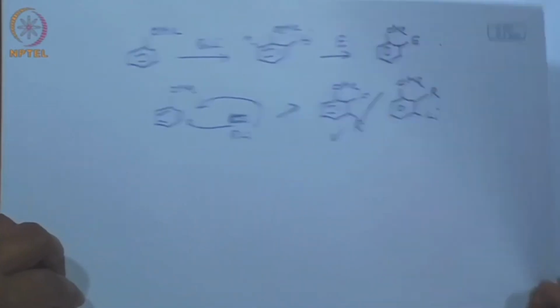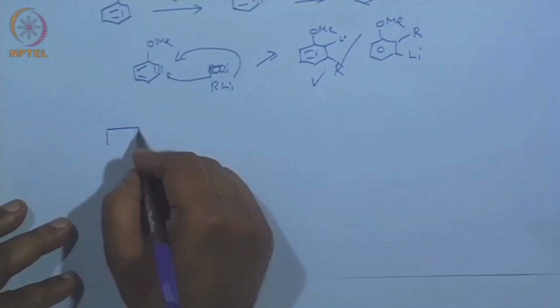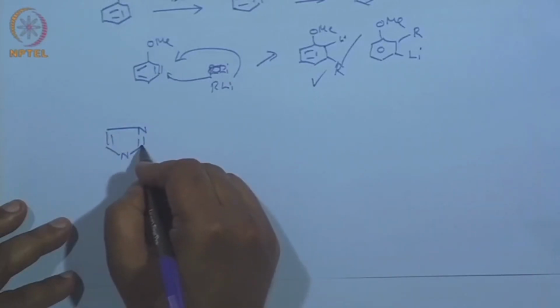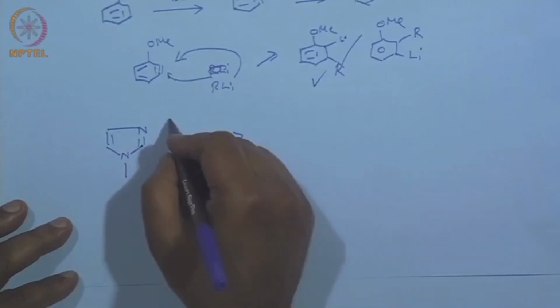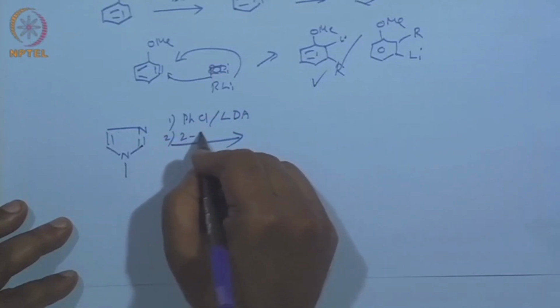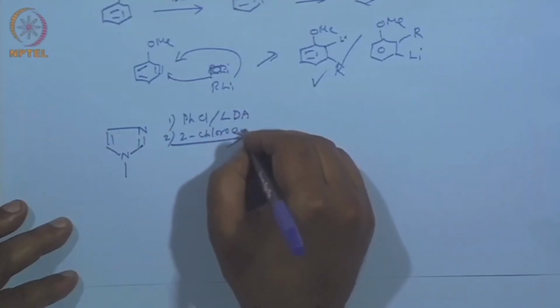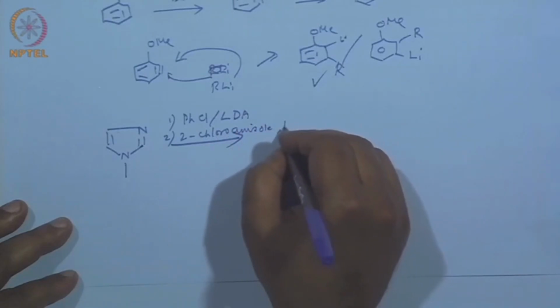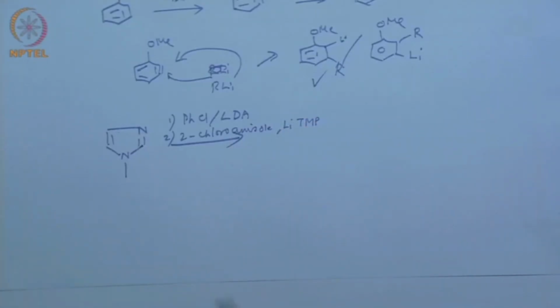And then I will give you one more example from this direct arylation without transition metal. Let us take a case of imidazole, for example. Imidazole. The first condition is chlorobenzene, LDA, this is a two step reaction. Second is 2-chloroanisole and lithium TMP. So, what do you expect? There are two very similar reactions. Sometimes the choice of bases is done on the basis of experience, trial and error, etc. Okay. Now, what is the product you expect?